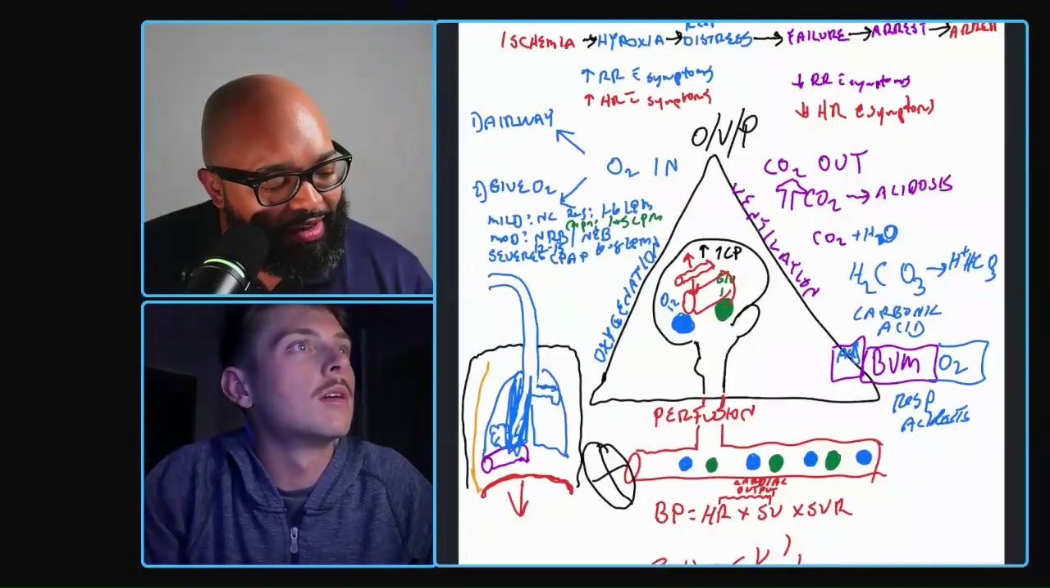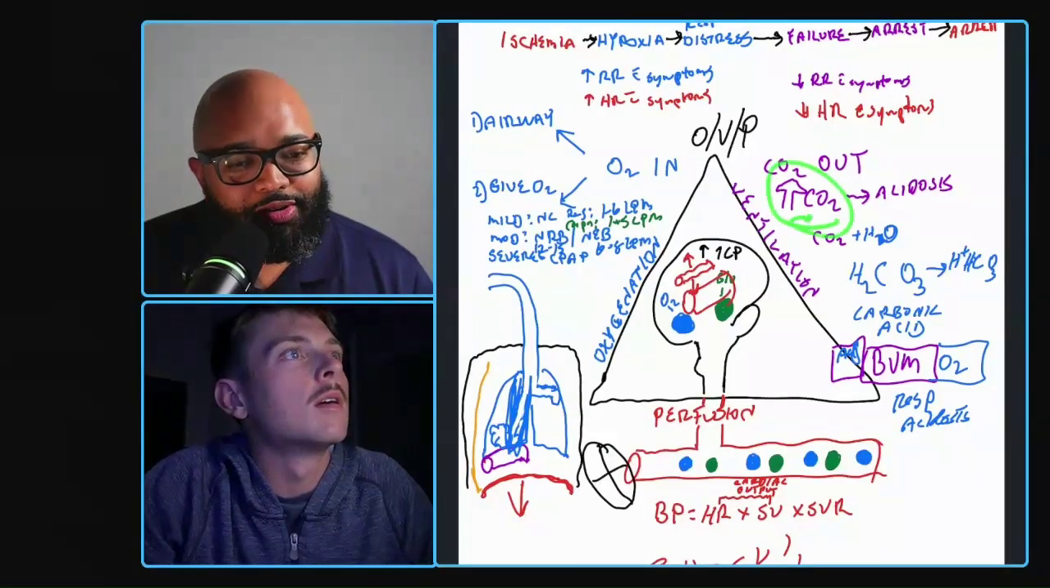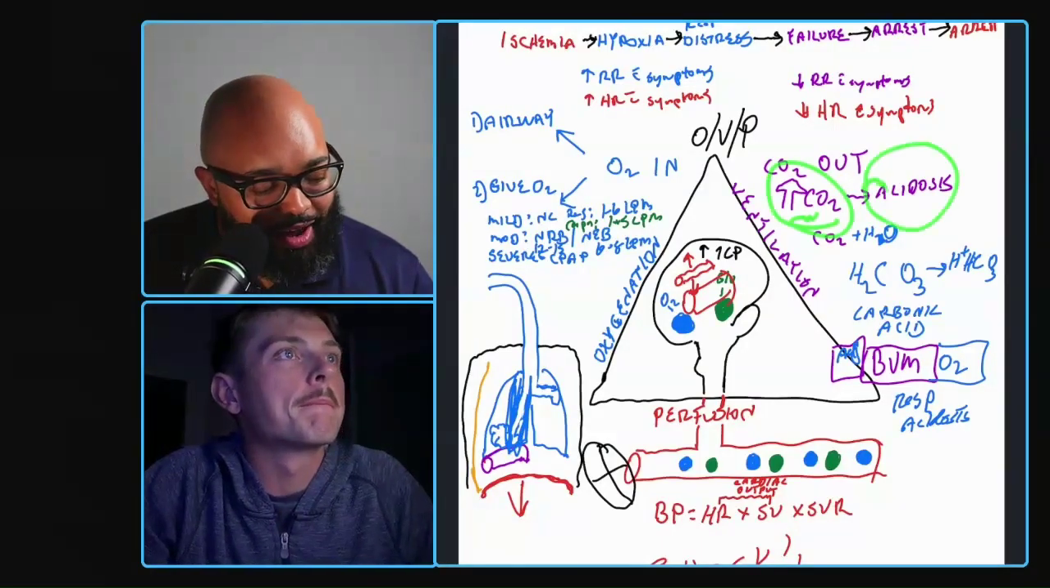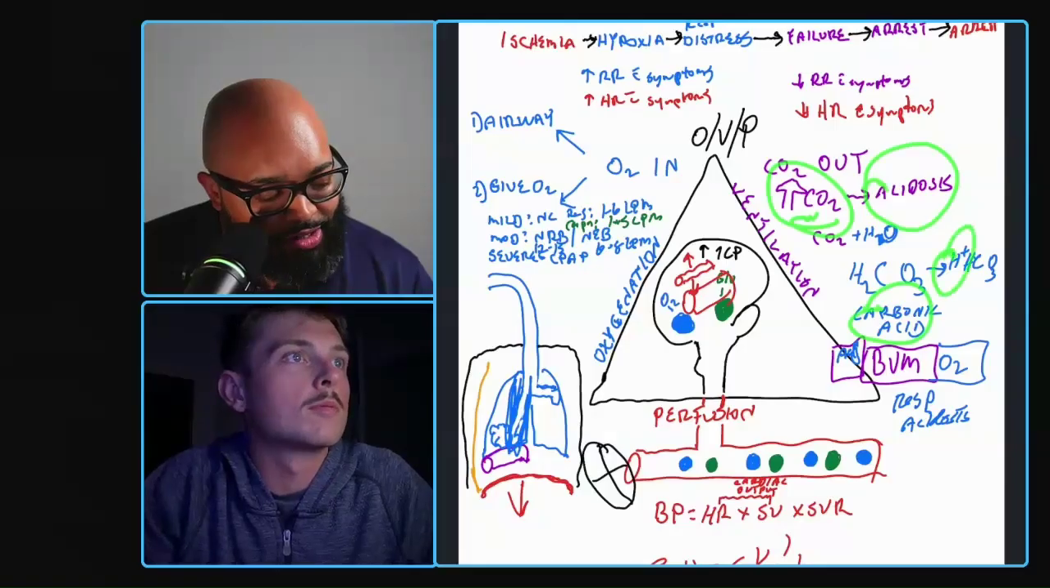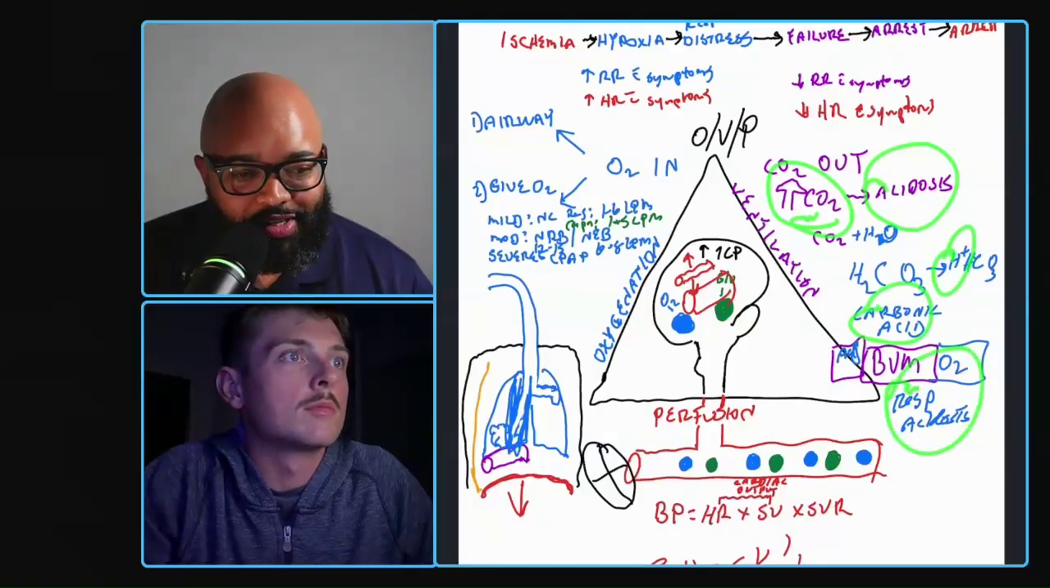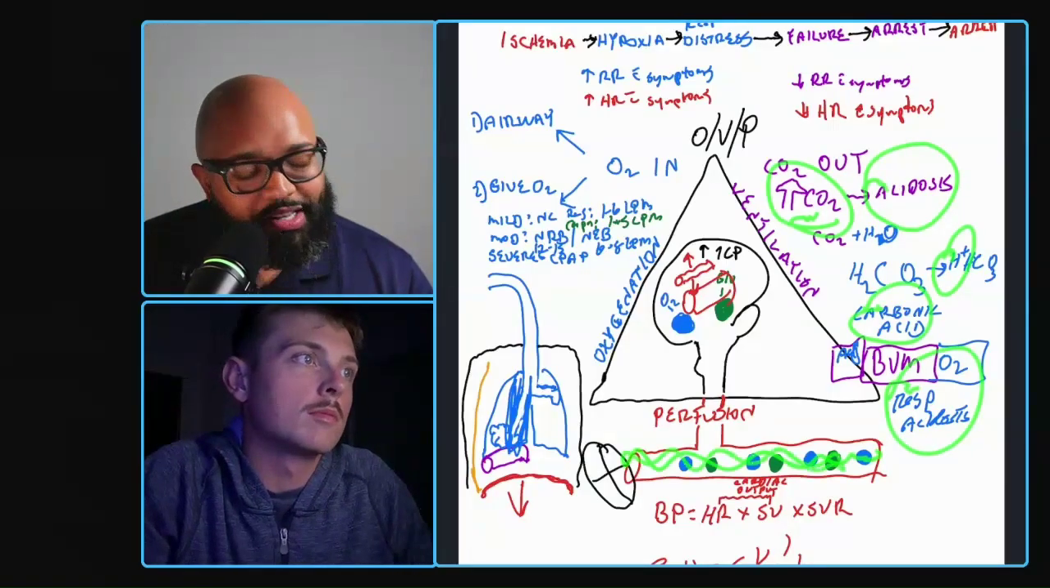So my man says they're not breathing well. They've got too much CO2. That CO2 is going to lead to acid. All right, so now we've got carbonic acid. We've got extra hydrogen. That leads to respiratory acidosis. That acid is going to get in the blood. Where's that acid going to go next? To the brain.